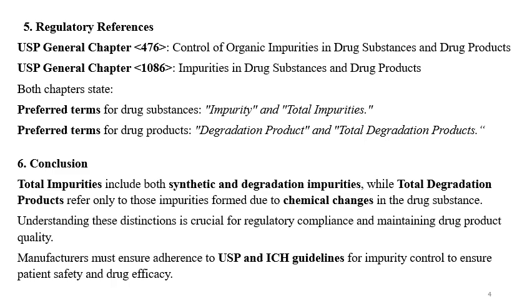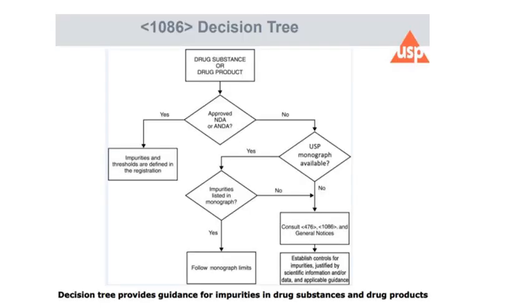Sometimes you may find that some impurities are process impurities and also degradants. That means the impurity is a process related impurity and the same is a degradant as well. So don't get confused between these two terms. Manufacturers must ensure adherence to USP and ICH guidelines and other country specific regulatory body guidelines for impurity control to ensure that patient safety and drug efficacy are maintained.